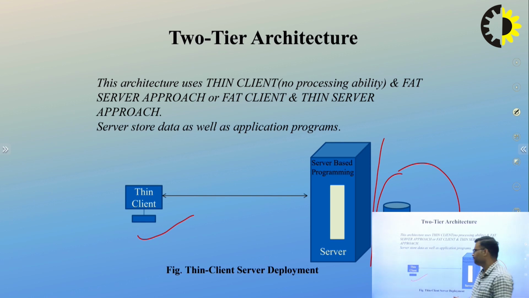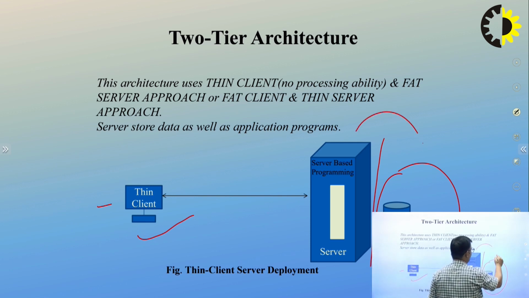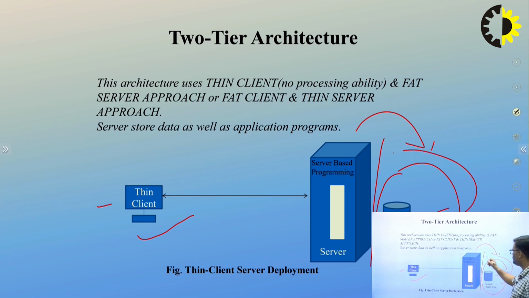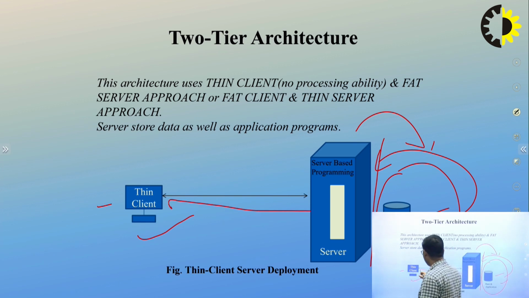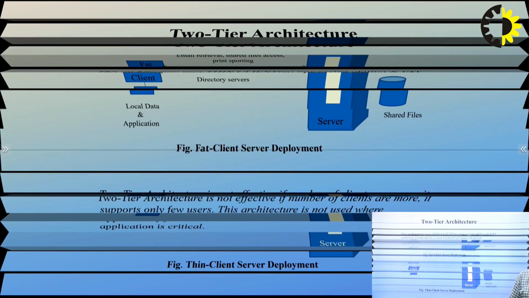Here the thin client sends the message, and through the server it checks the whole information in the database, then the database sends the information to the server, and the server again sends the information to the thin client. This is the two-tier architecture.